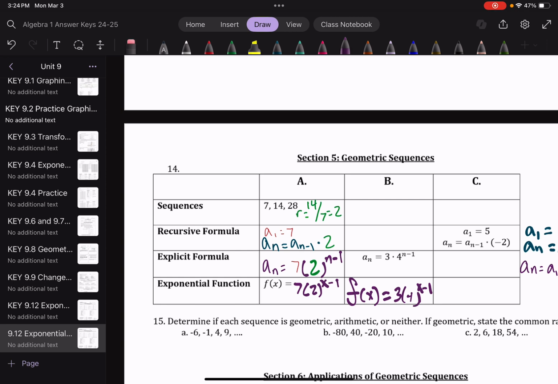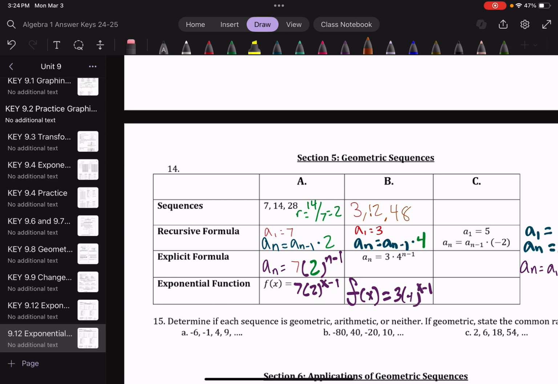Then I'm going to go to the recursive formula. My initial value, if I'm looking below, is going to be 3. And so therefore I'm going to have a sub n is equal to a sub n minus 1 multiplied by the r value of 4. And I could write my sequence by doing 3. And then 3 times 4 is going to give me 12. 12 times 4 is 48. And I could keep going if I would like to.